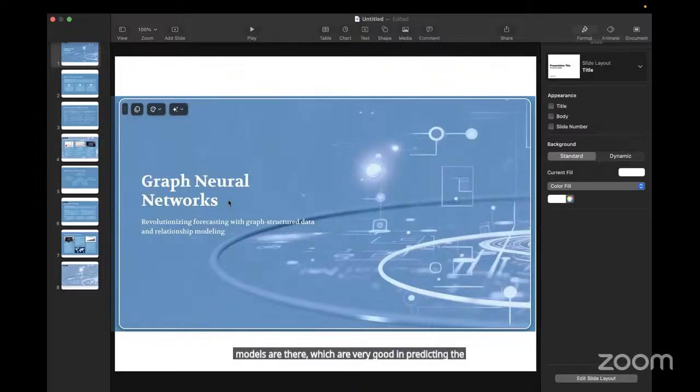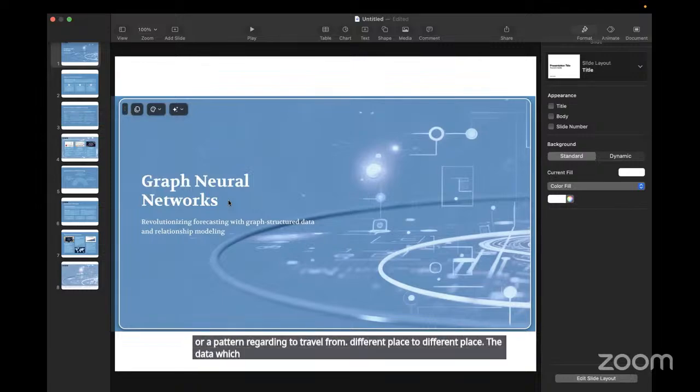series data. But what about data where we have some kind of pattern regarding travel from different place to different place? The data which is going to travel from different location to different location, from different department to different department, from different places to different places.